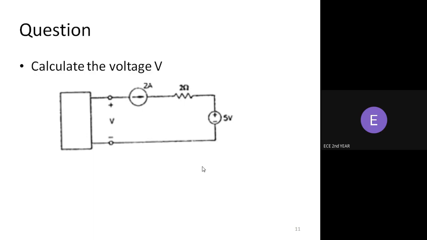Then we will move on to the next question. Calculate the voltage value V across the panel. Here we need to calculate the voltage V value from the circuit which contains 2 amperes, 2 ohms and 5 volt.